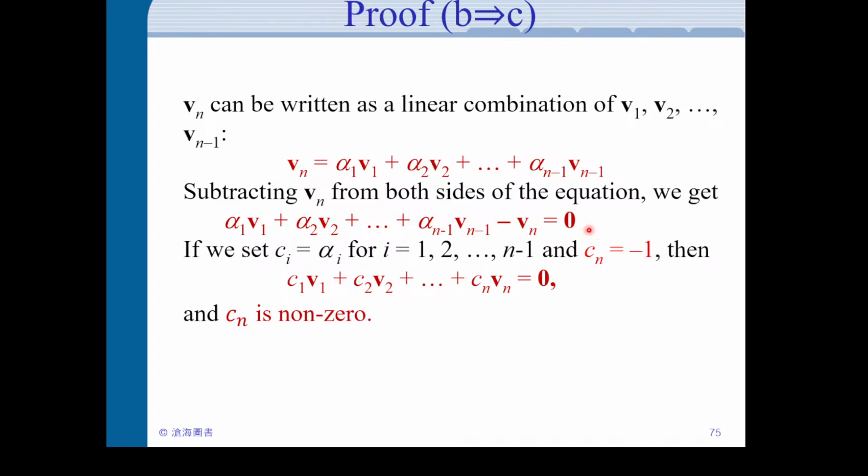And cn equal to -1. Because cn equals -1, this also satisfies that cn is non-zero, because as we say, we want this to be a non-trivial solution. So we must have one of them being non-zero, and here this -1 is non-zero. So we satisfy condition C.